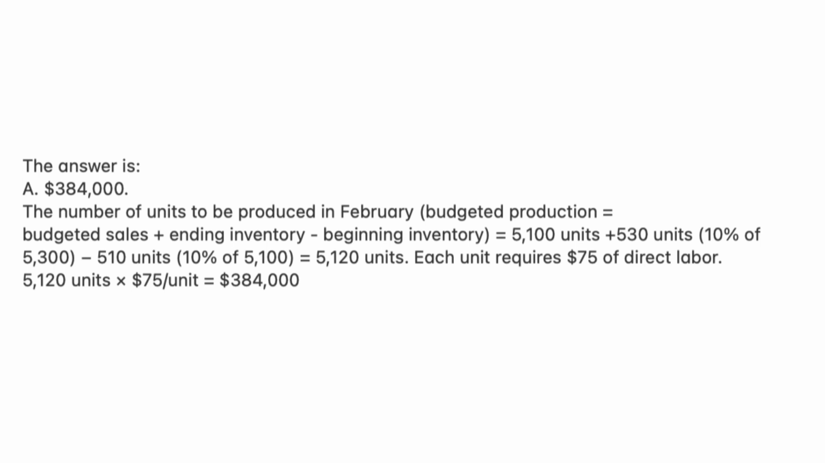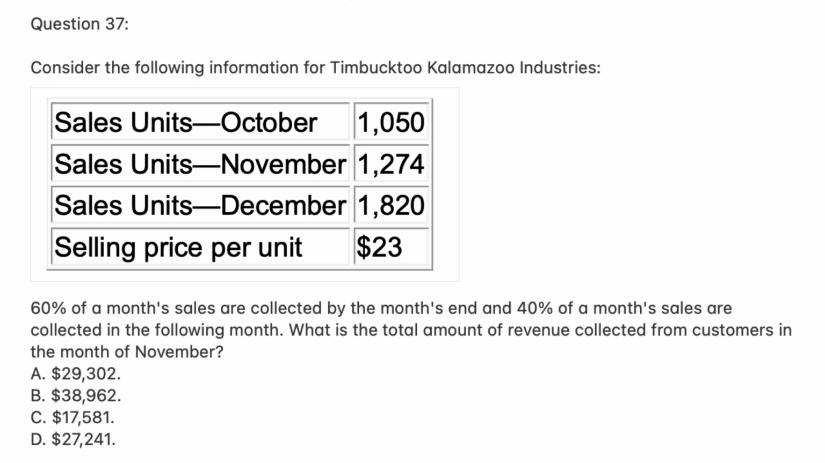$384,000. The number of units to be produced in February, budgeted production, equals budgeted sales plus ending inventory minus beginning inventory, which equals 5,100 units plus 530 units (10% of 5,300) minus 510 units (10% of 5,100), equals 5,120 units. Each unit requires $75 of direct labor. 5,120 units times $75 per unit equals $384,000. Question 37. Consider the following information for Timbuktu Kalamazoo Industries.